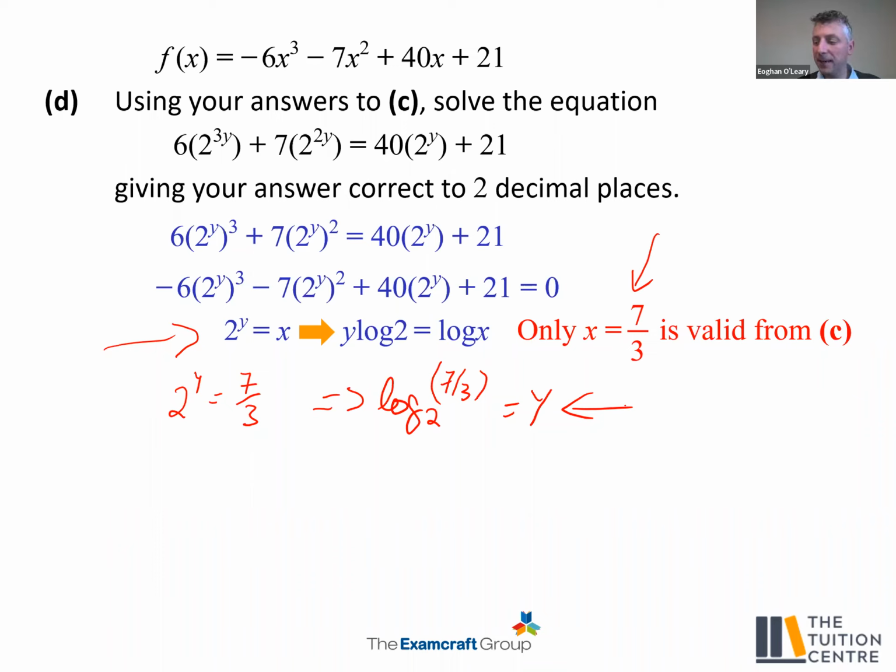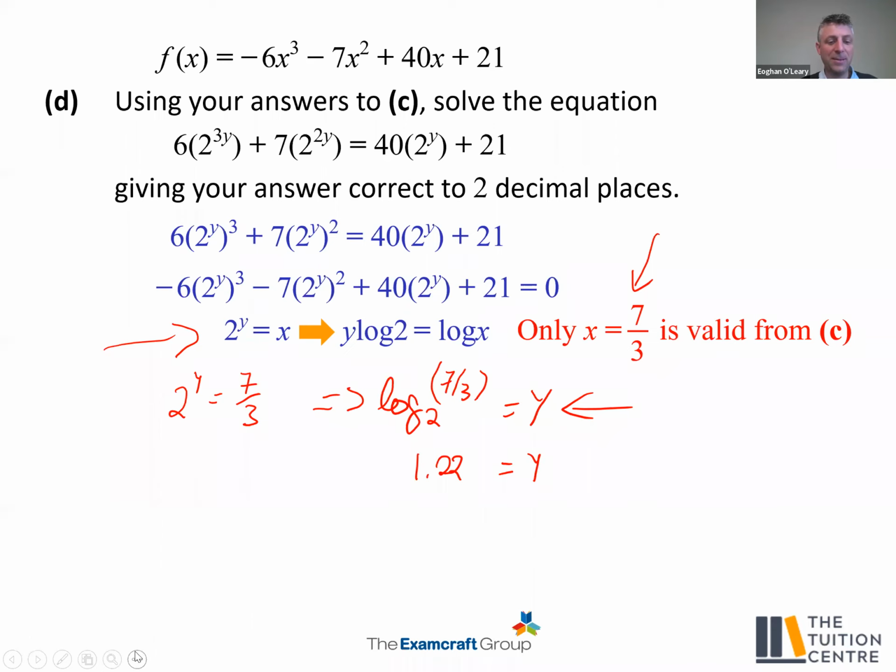Typing that into the calculator, the log of 7 over 3 to the base 2 is going to be equal to 1.2223. I want to correct it to 2 decimal places, so I get an answer of 1.22 corrected to 2 decimal places. Okay, that would be a valid answer.